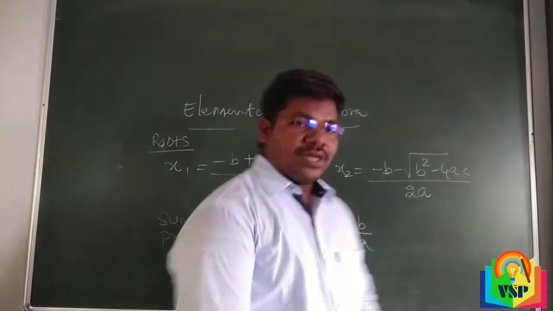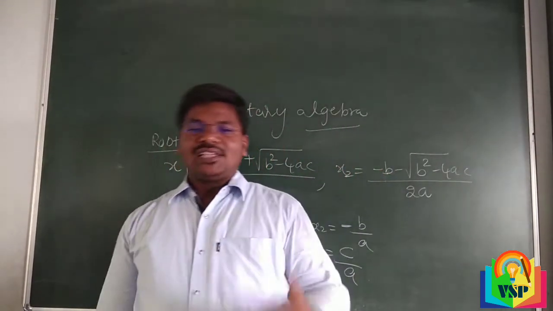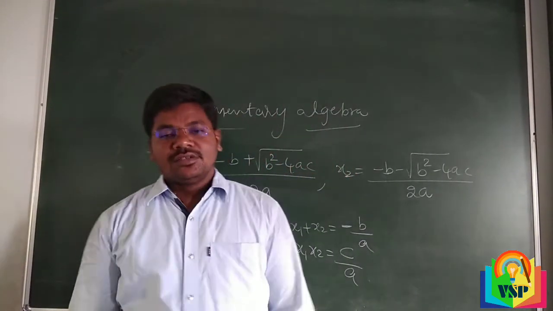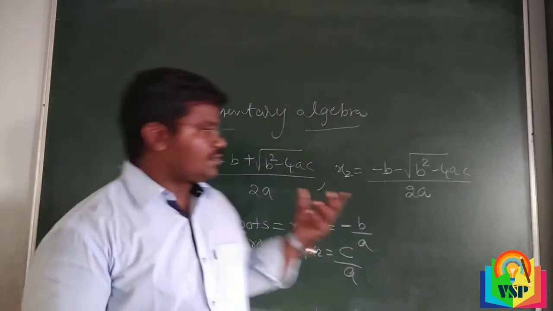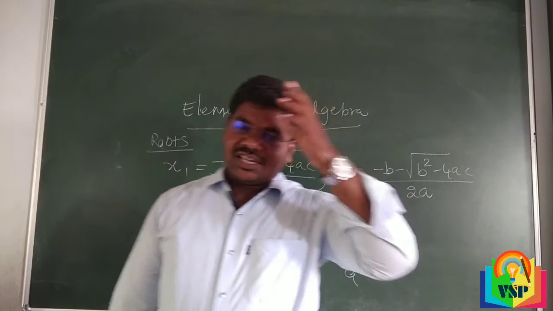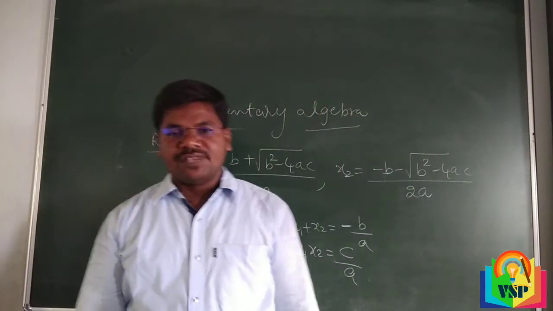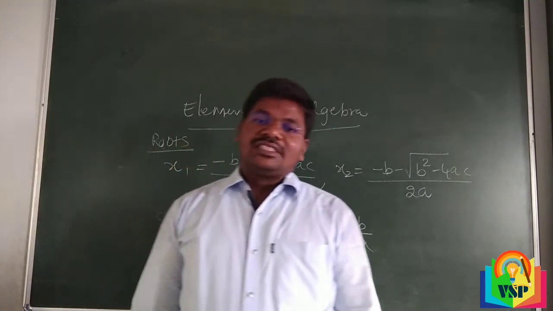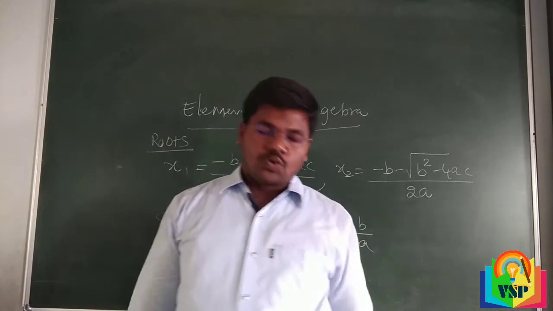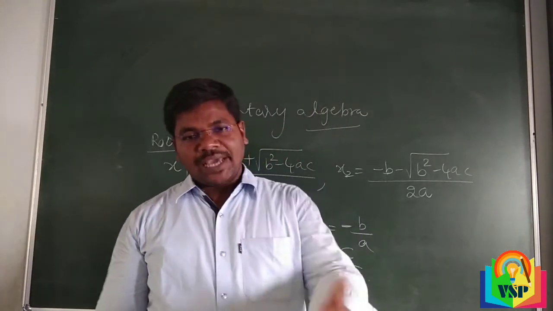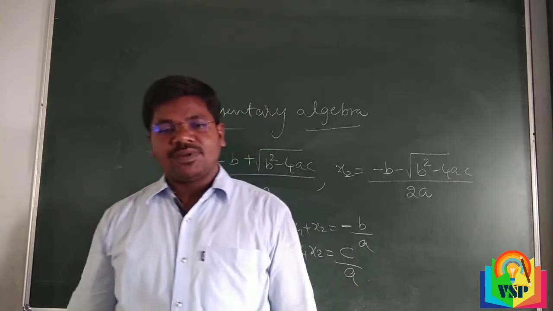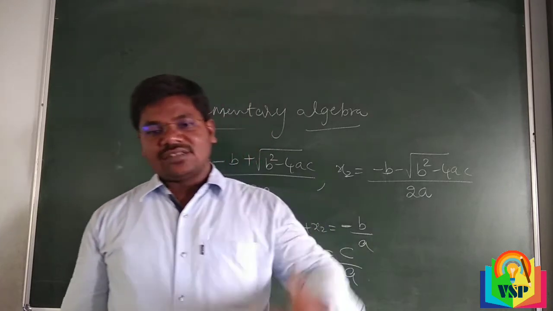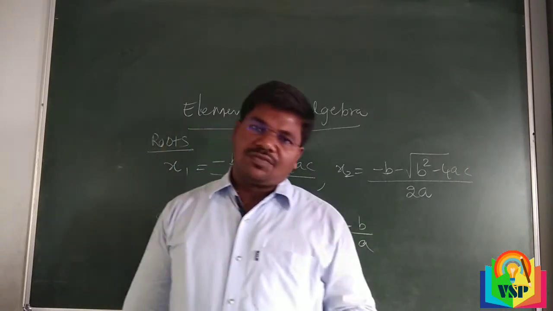While solving physics problems or getting a derivation, if we get a final equation of this type, a quadratic equation, for example ax square plus bx plus c is equal to 0, how can we solve second order equations like the quadratic equation? By using this elementary algebra, we can find the x value, and we can get the sum of roots and product of roots.